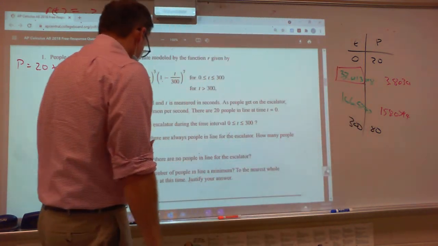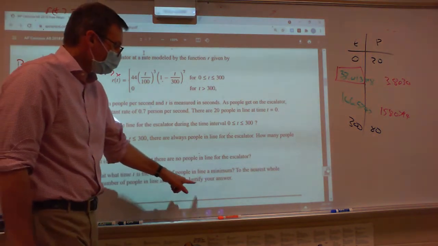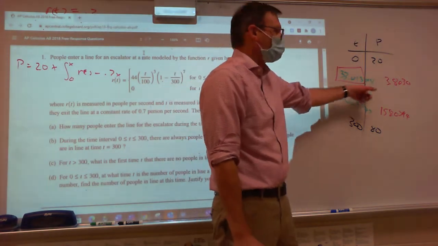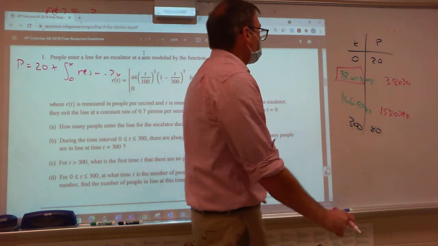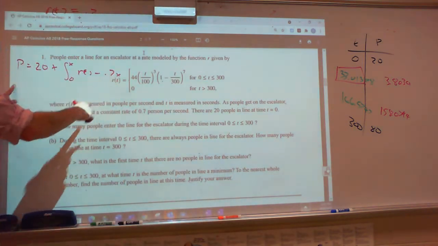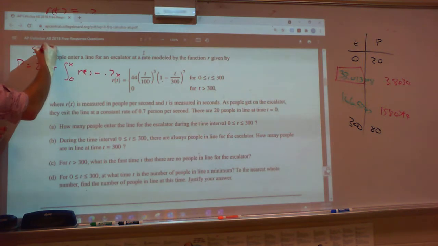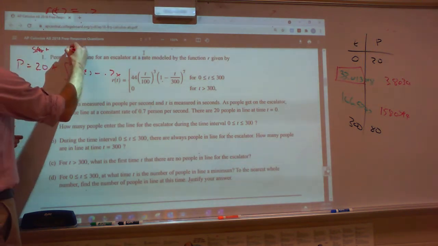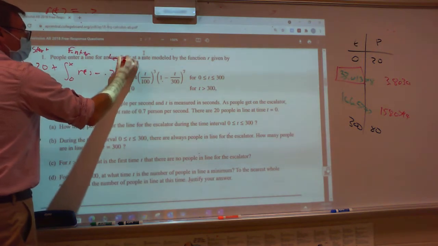And to the nearest whole number, find the number of people in line at this time. 4. How do you find the y values for those? You plug it into that equation? You have to plug it into this. All right, and this is, you have to include your start, how many people entered, and then how many people left.